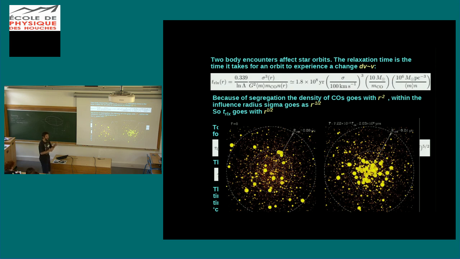You can take Binney and Tremaine for the relaxation time; there is a nice derivation. And this is more or less what you get. It's interesting to see the dependencies here. It's of the order of hundreds of millions of years in these units. You see that it goes with the velocity dispersion to the third power.